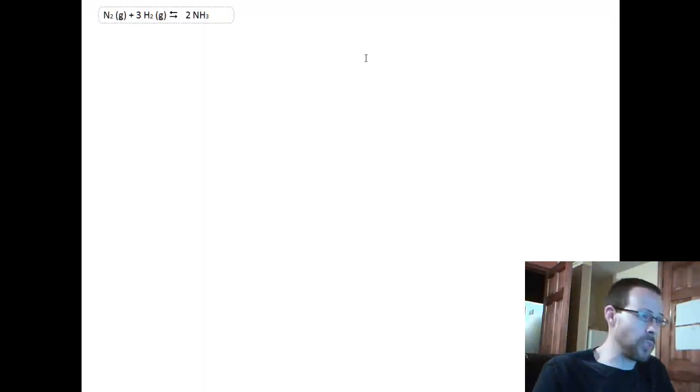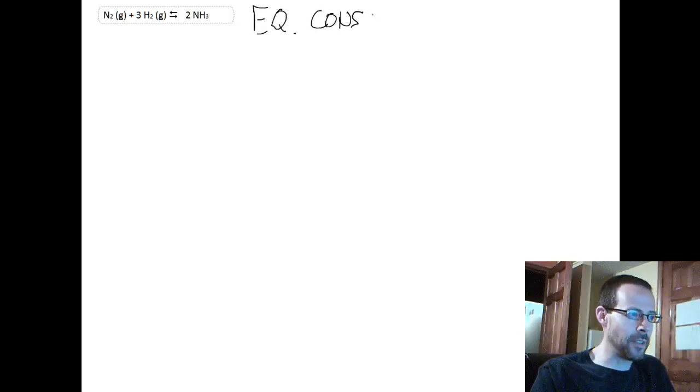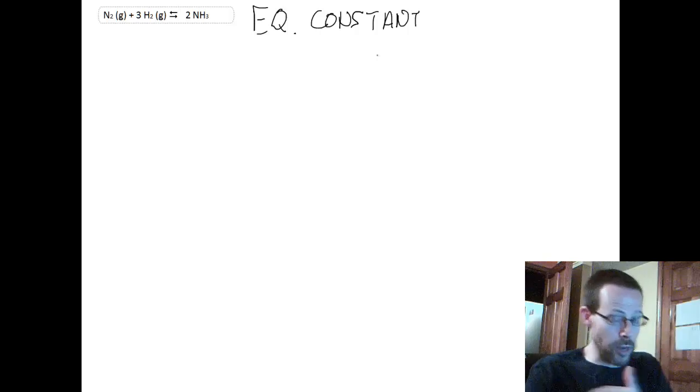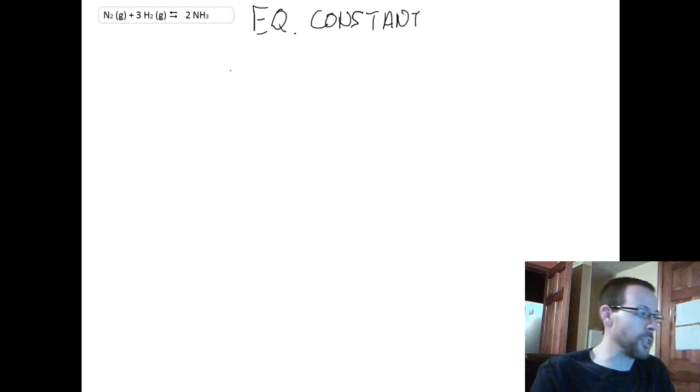What we're going to explore in terms of equilibrium is what's known as the equilibrium constant. And the equilibrium constant is simply the letter K, capital K. And it tells us really how likely a reaction is to go in the forward direction or how likely it is to go in the reverse direction.